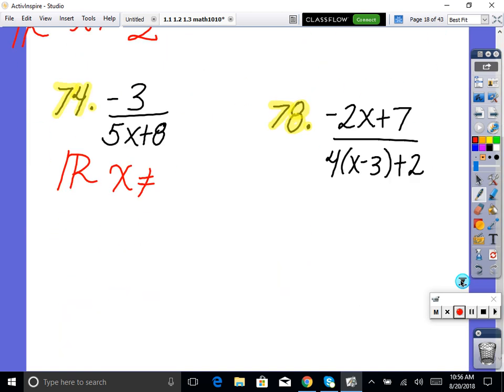Number 74. Negative 8 people. We said it can't equal 0. The bottom. Oh. Subtract 8, divide by 5. Do you guys understand? Negative 8 fifths.